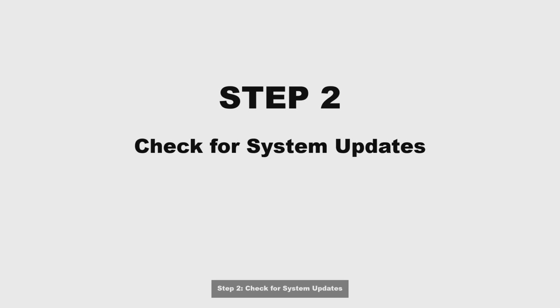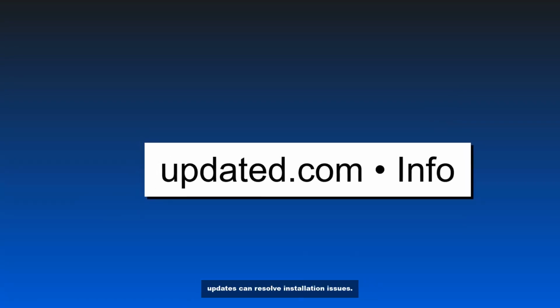Step 2. Check for system updates. Navigate to the Settings menu and select System. From there, choose Updates to check if there are any available updates for your console. Installing the latest system updates can resolve installation issues.